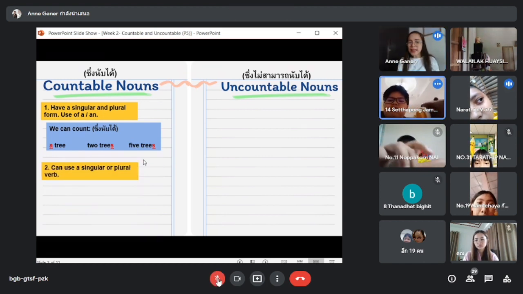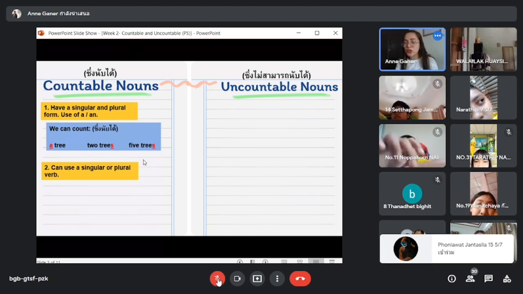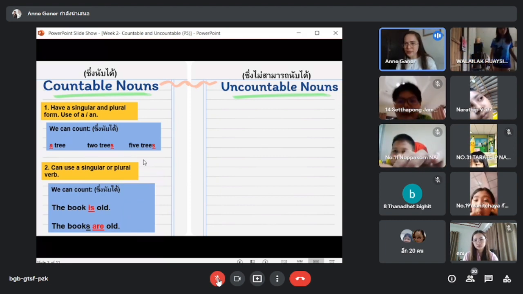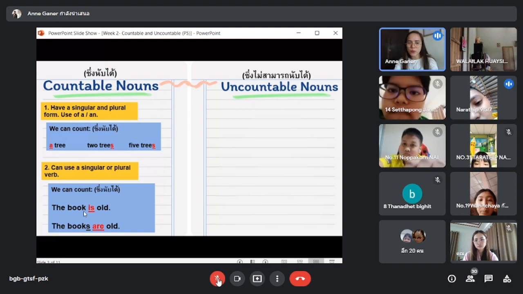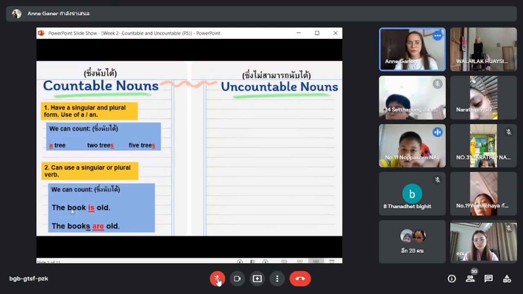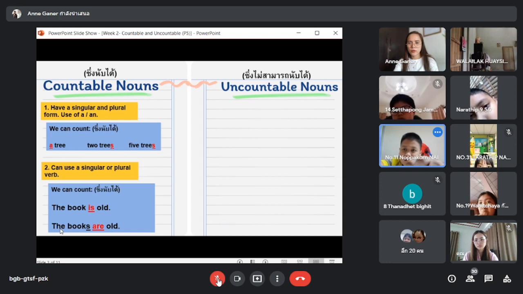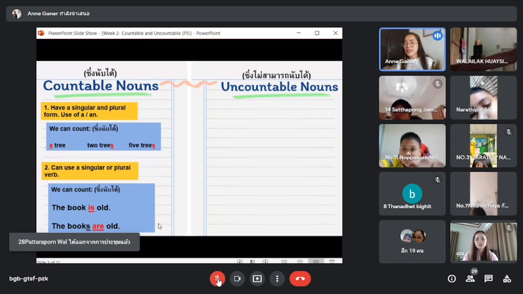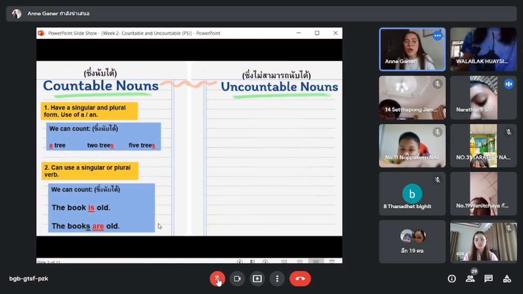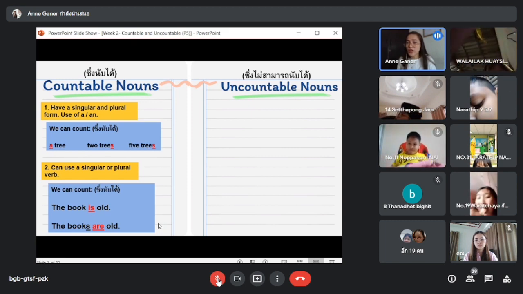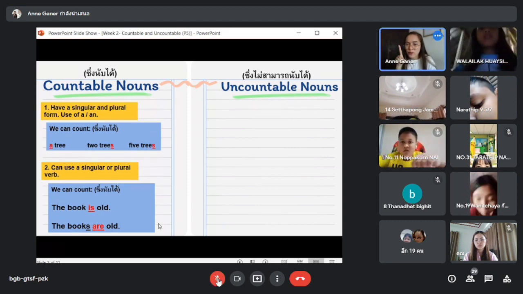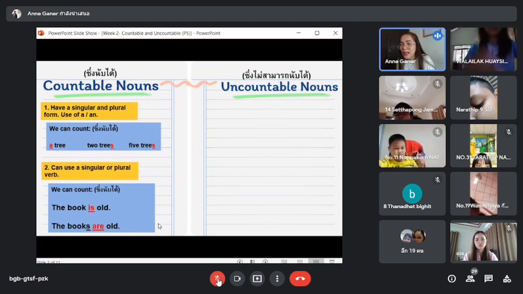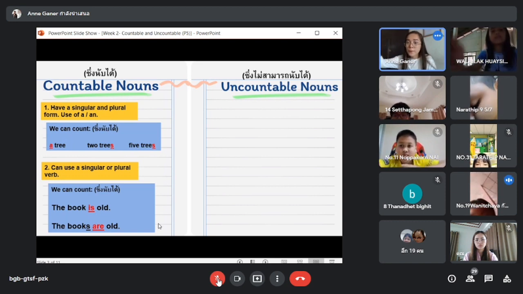You can use a singular or plural verb to be. For example, let's have napakoin. Napakoin, can you read the sentence? The book is old. Okay, the use of is and are, it's the same. When we use is, you use it for singular, meaning only one. Are, we use it for plural, which means two or more.